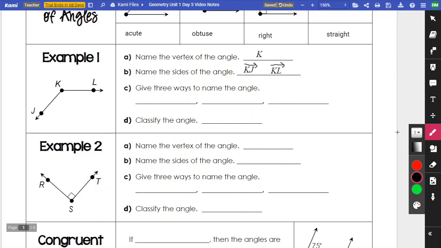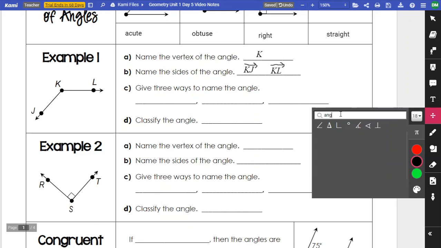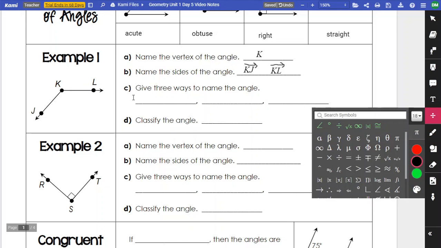All right, we need 3 ways to name this angle. I have not used an angle symbol yet, so let me pull that out. This is your symbol for angle right here. All right, 3 ways to name this angle. First way, with 3 points, we can say that this is angle JKL. So we're going from J to K to L, with K being the vertex.